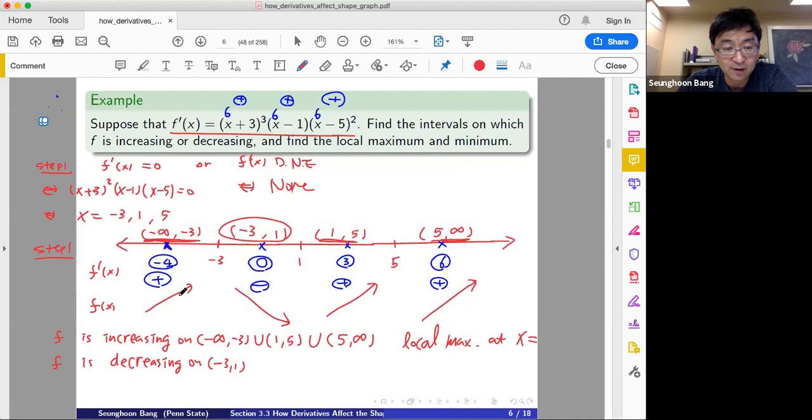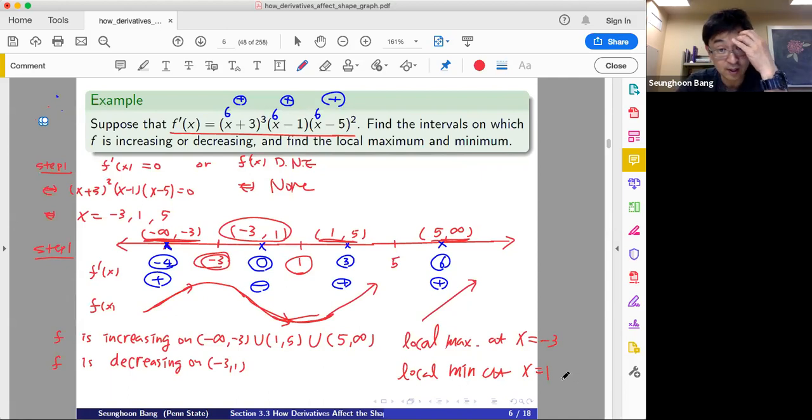Here, the graph is increasing and then decreasing. We have a local maximum at negative 3. We have a local minimum where the graph is decreasing and then increasing, at 1. Local minimum. Yes. That's it. This is the whole idea for solving this problem.